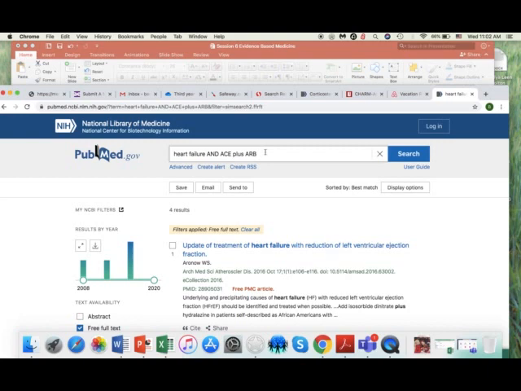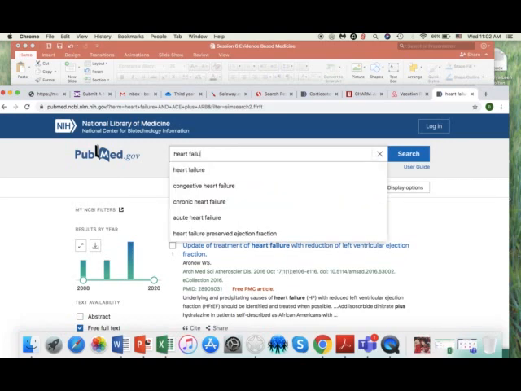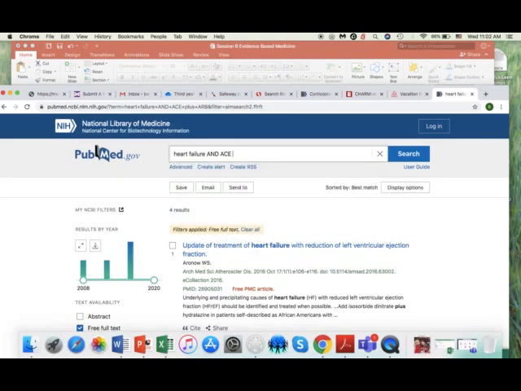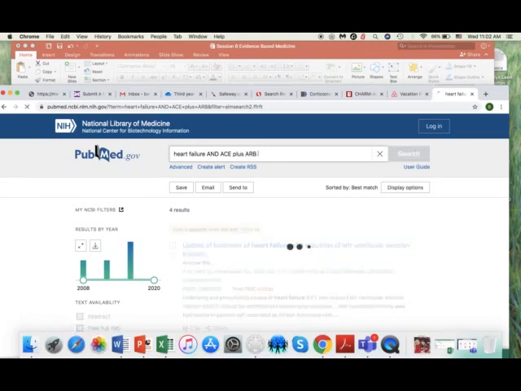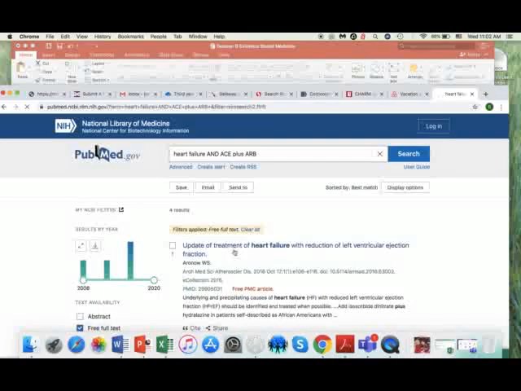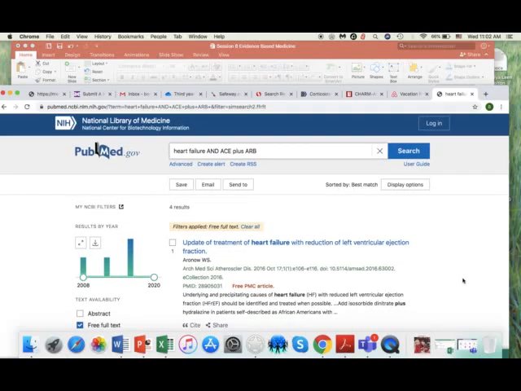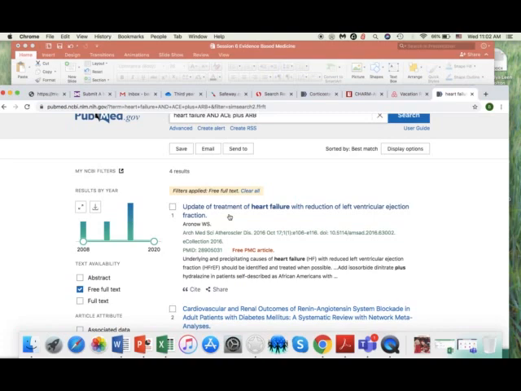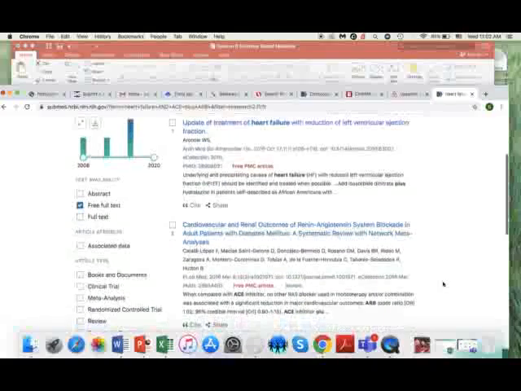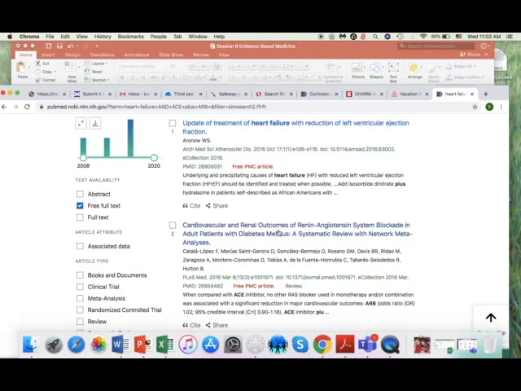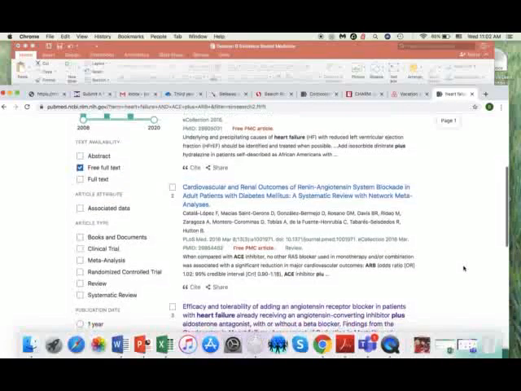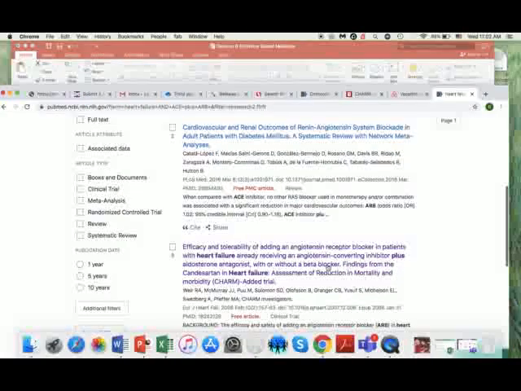Okay, now I'm going to change my search criteria slightly. I'm going to put heart failure and ACE plus ARB. See what we can get here. So this is an update of treatment of heart failure, just a general treatment of heart failure. That seems pretty broad. Cardiovascular and renal outcomes of renin angiotensin system blockade. Sometimes you can just see in here, when compared with ACE inhibitor, okay, that might be a good one.